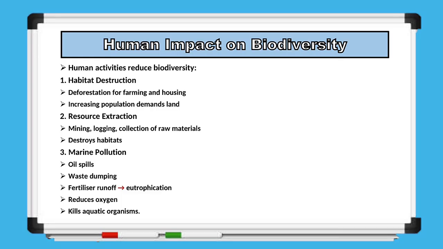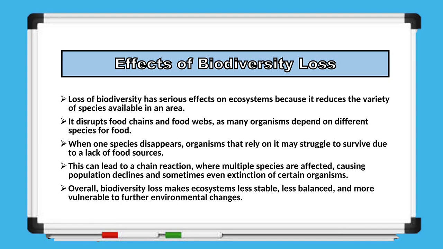Marine pollution also has a significant impact on biodiversity. Oil spills, waste dumping, and fertilizer runoff pollute water bodies. Fertilizer runoff can cause eutrophication, which reduces oxygen levels in the water and leads to the death of many aquatic organisms. The loss of biodiversity has serious consequences for ecosystems.